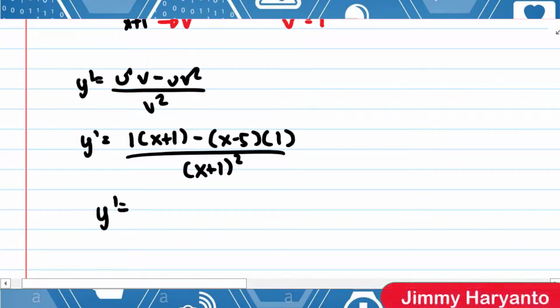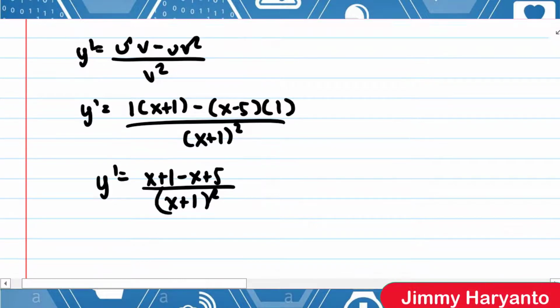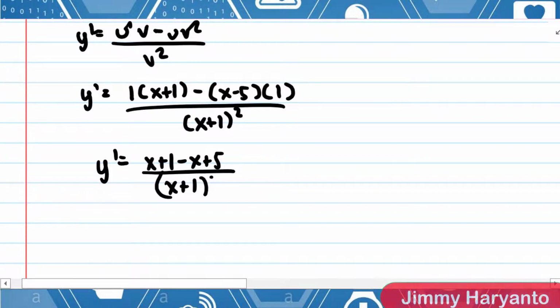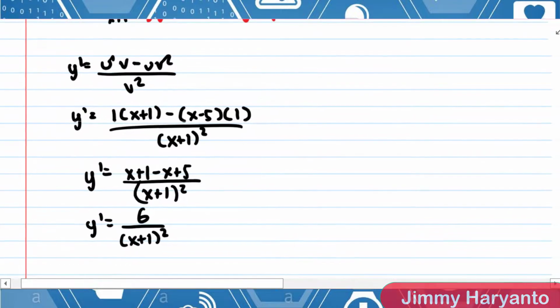Okay, so the y' will be x plus 1 minus x plus 5 over x plus 1 square, and then after this we have to simplify it. X minus x will become 0, so we get 6 over x plus 1 square. Okay, so this is the differentiation.